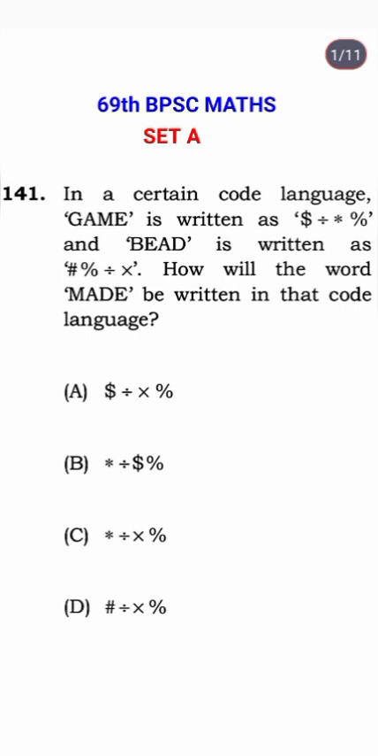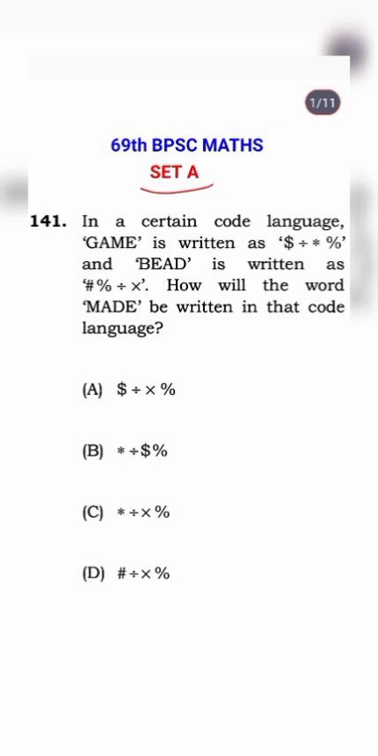There are 10 questions, and these are from set A. Okay, we should start now. In the first question, the code is given for game: dollar, division, star, and percentage. For bed, similar codes are given, and we have to write how the word made would be written in that code language.